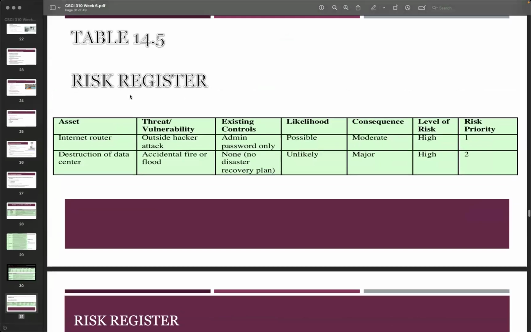Let's say we talk about the risk register, for example for the internet router. What are the possible threats? The threat source is the outside attacker. The vulnerability itself is that we didn't set up the structure, like the firewall policy. Sometimes we say the threat means that itself, but the threat is the action. And then access control, maybe the admin password, that's it. So the likelihood is maybe possible, the consequence moderate, the level would be high, and then the priority. So we can list it this way, making a table.